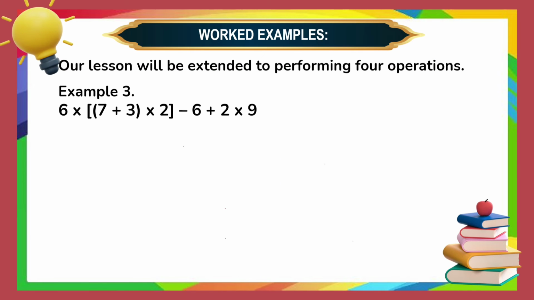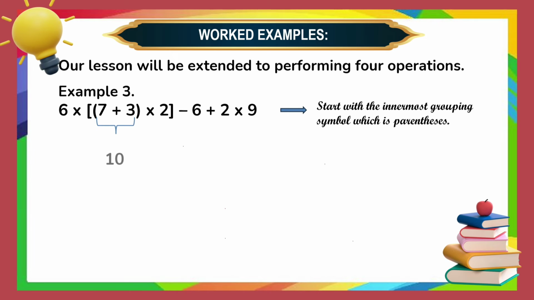So for example number 3, we have 6 times open bracket, open parenthesis 7 plus 3 close parenthesis times 2 close bracket, minus 6 plus 2 times 9. So since we have two grouping symbols, the parenthesis and bracket, we need to do the operation inside the parenthesis first, which is addition. So 7 plus 3 equals 10. And then bring down the rest of the digits.